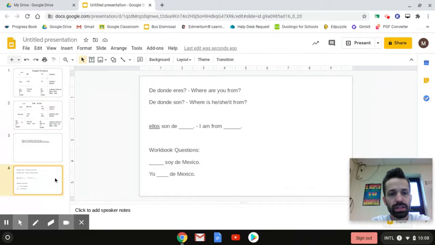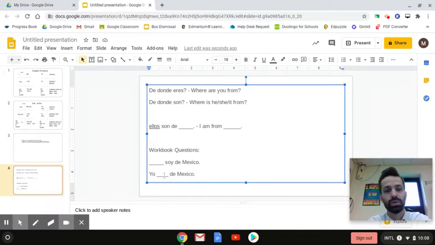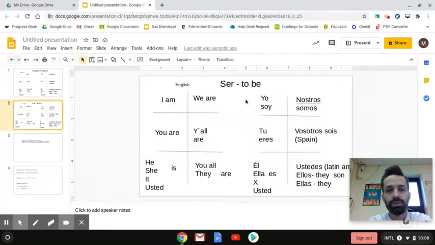So a lot of times when you're doing workbook questions later on this week, you'll get workbook questions that look like this, where they will leave one of the two words out. They will say yo blank de Mexico and expect you to write the word soy, or they'll say blank soy de Mexico and expect you to write the word yo. Okay, so they're going to leave one of these two words out and you put in the other one. That works for all of these.